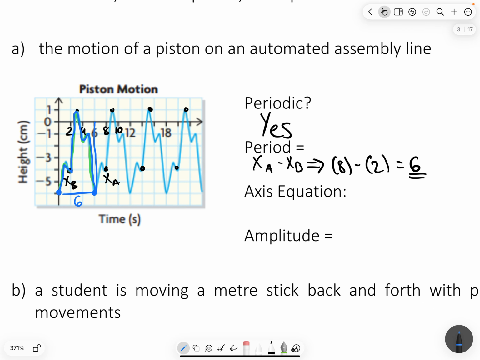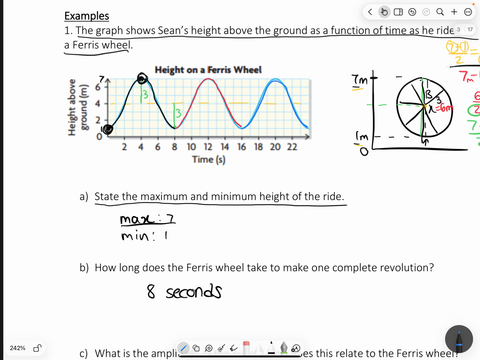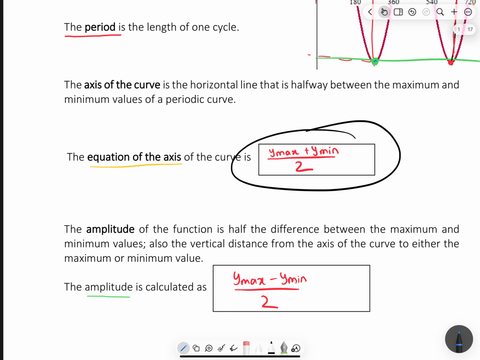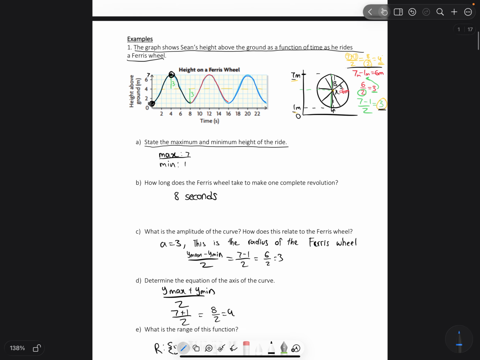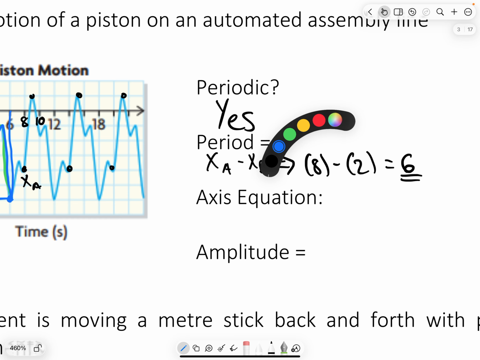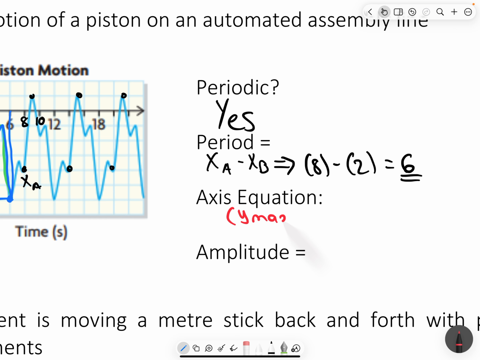Now you do the axis equation. If you come back here, we found that the equation of the axis is y max plus y min over 2, maximum value plus minimum value over 2. We can write that here, as I always prefer writing my equations down. So you could do y max plus y min over 2.